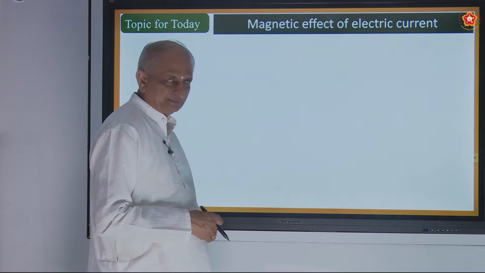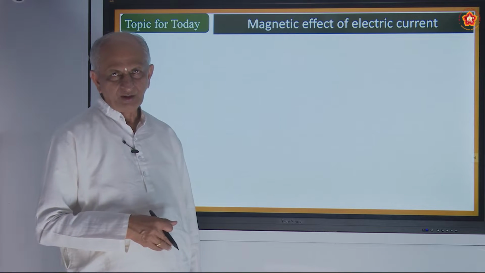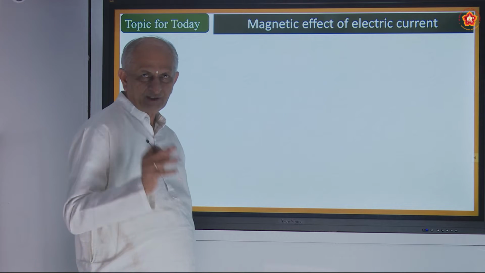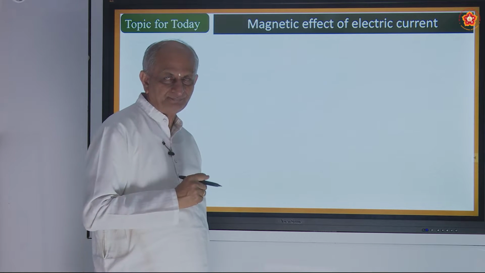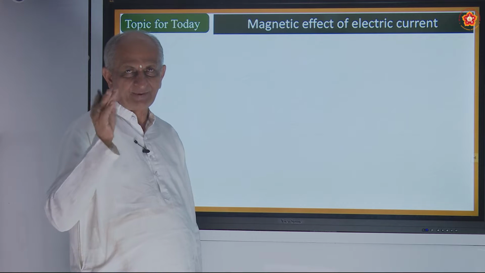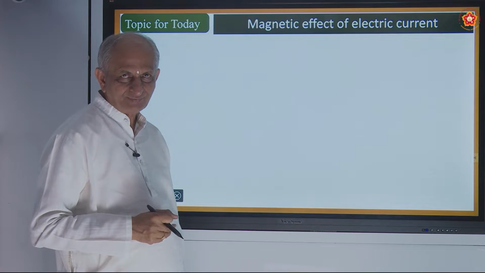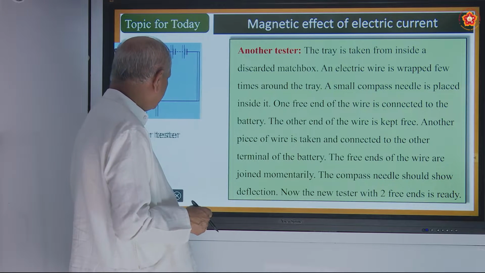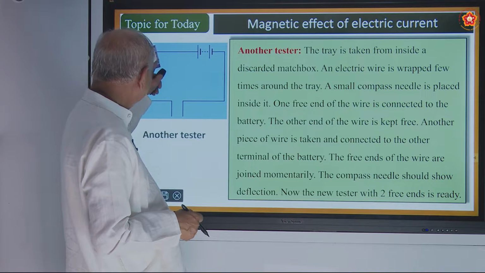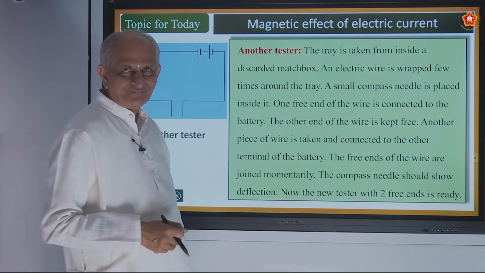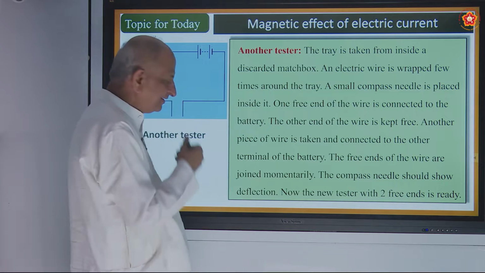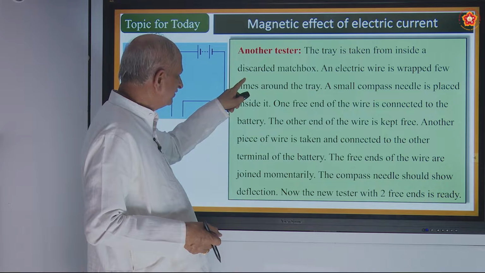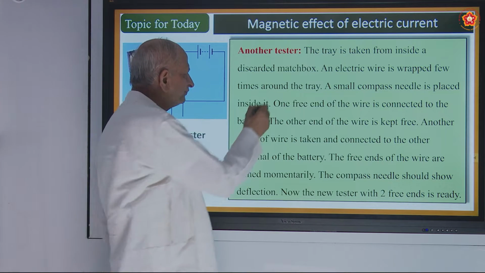Now today's topic. Yesterday we saw about a tester and a filament bulb. But in some cases the filament bulb won't work. Then you must use the magnetic effect, a second, different kind of tester. This is the tester, and the tray is taken from inside a discarded matchbox.